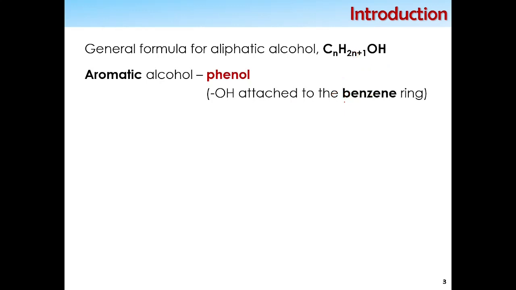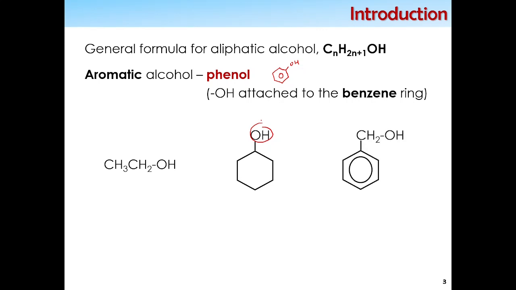And there is one more, which is aromatic alcohol, which is phenol. If I draw the structure, phenol is like this. It contains a benzene ring with OH, so this is phenol. OH attached to the benzene ring. This is aliphatic alcohol. This is also aliphatic alcohol because OH is attached to cyclohexane, not to the benzene ring. And this one is also aliphatic because OH is attached to the methyl group here, not to the benzene ring.